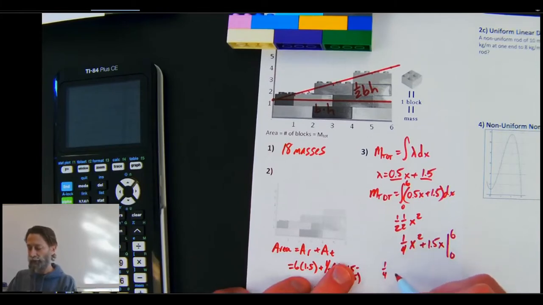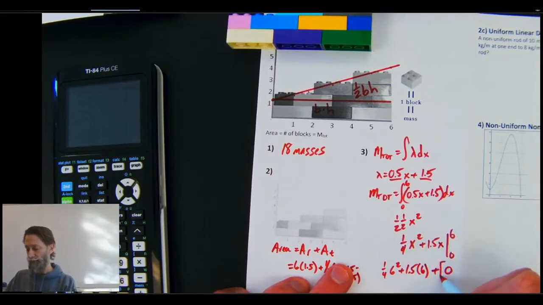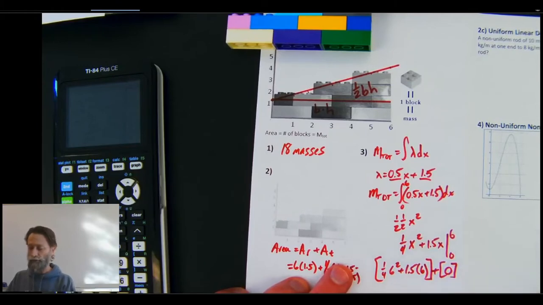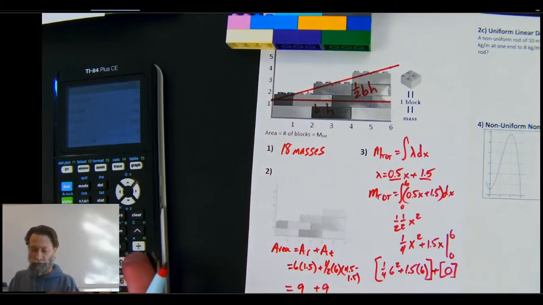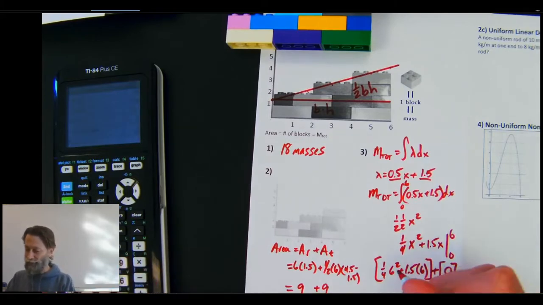So 1/4 of 6 squared plus 1.5 of 6 plus 0. So this would be our final value, 6, minus our initial value of 0 to see what that gets. So I'm going to take 0.25 times 6 squared plus 1.5 times 6. And hey, guess what? That gives me a total mass of 18 masses.